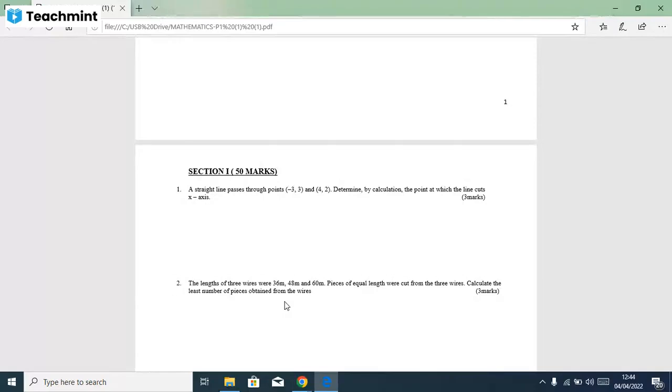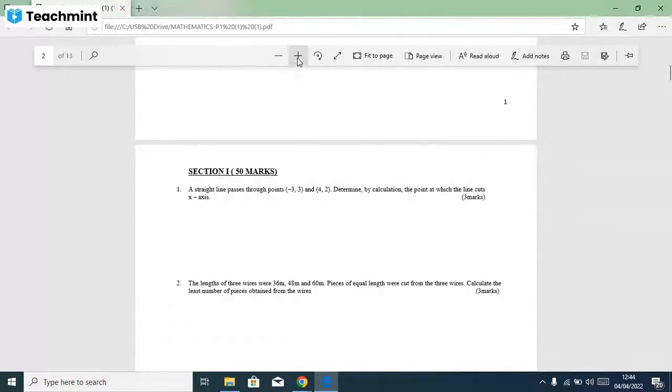Now, do you think we are going to get, for example, with 36, 48, and 60, a larger number than what we have? No. So even if the question is to calculate the least number of pieces, we cannot find the LCM. Rather, we find the GCD, then we do something else to find the number of pieces. This is direct. This is not direct. Yes.